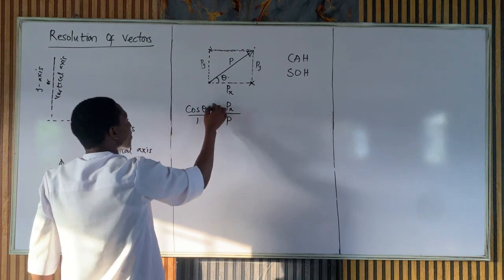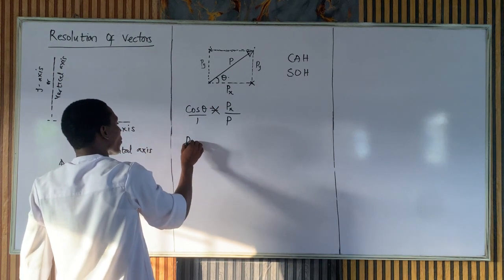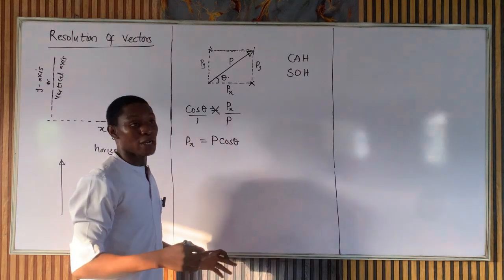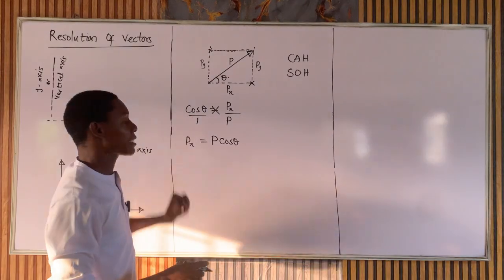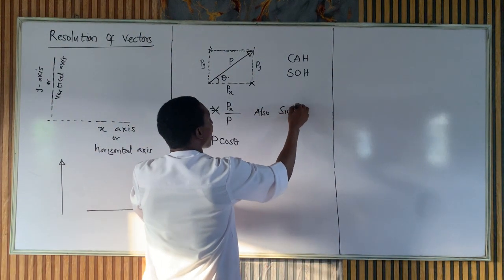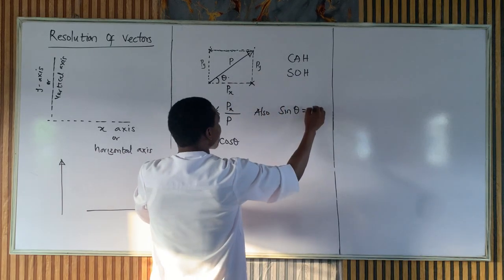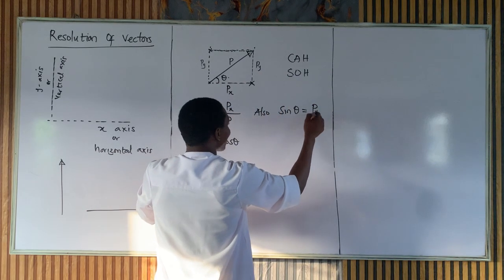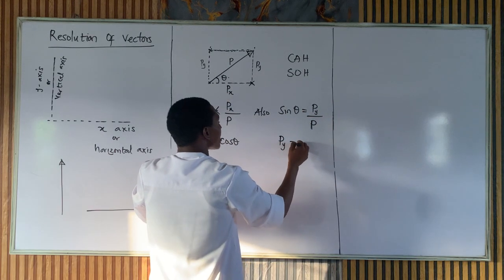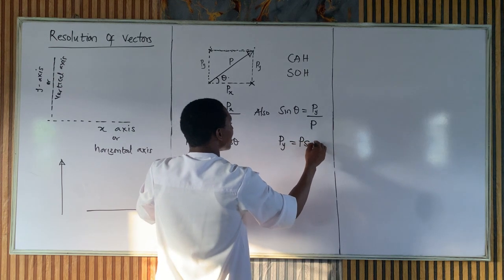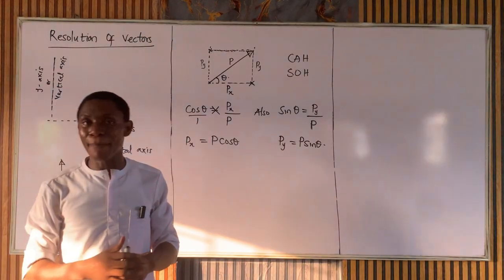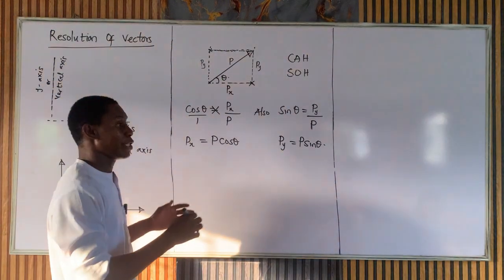So eventually, if you cross multiply this, you get P of X. Horizontal component is usually the vector P times cos theta. So if you want to get the horizontal component, multiply the vector by cos theta in this case. Also, we can say that sin theta is opposite over hypotenuse. That's P of Y, the vertical component, over the hypotenuse P. And by the time you cross multiply, you get that P of Y is equal to P multiplied by sin theta.